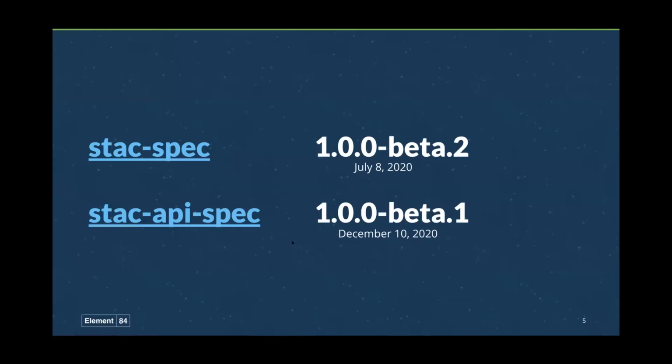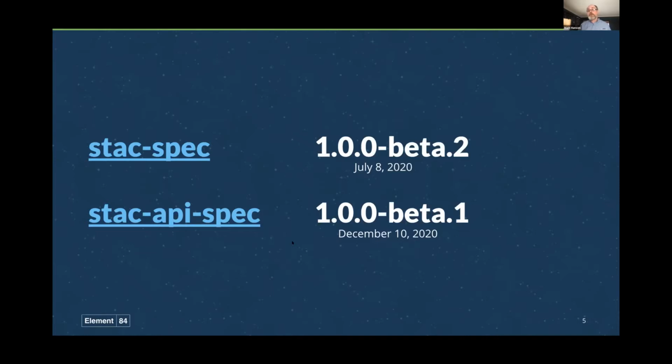The STAC spec is actually 2 different specifications. This is in itself a relatively new development. When we came up with STAC 1.0 beta, we split the API spec into another repository so that we can version them separately. The STAC spec itself is the specification that talks about the metadata, what things are called, the static structure of that. That's on 1.0 beta 2, and it's been since July.